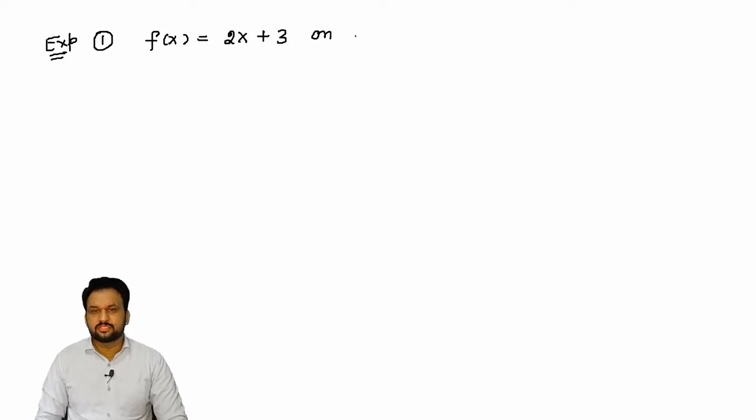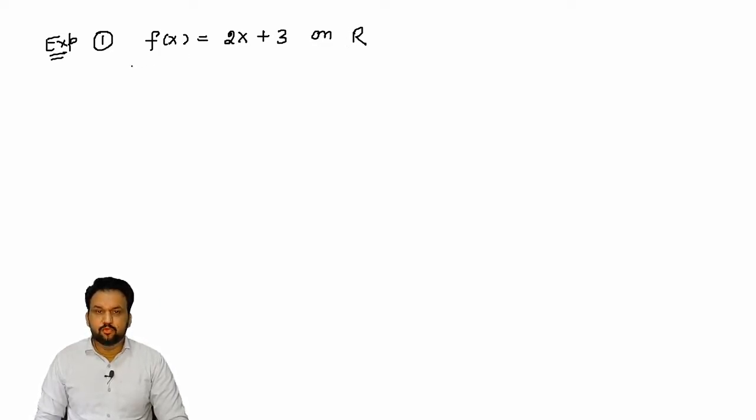Well, here I'm just giving you some examples of increasing and decreasing functions. This is my first example. If you have a function denoted by f of x, written as 2x plus 3, and this function is defined on R. R is the set of real numbers, like minus infinity to infinity, you can say.